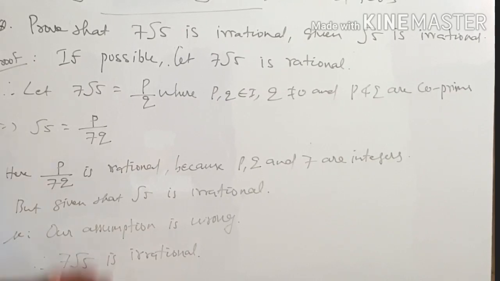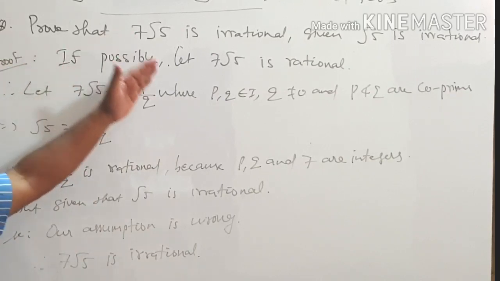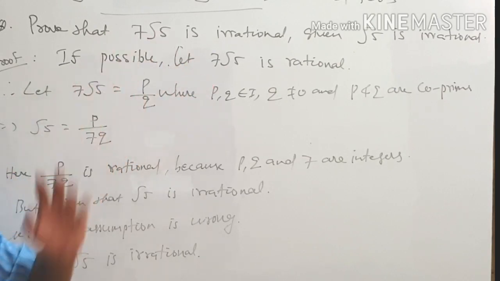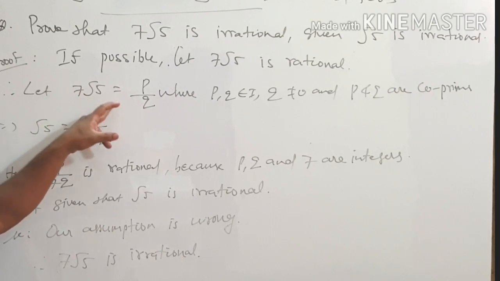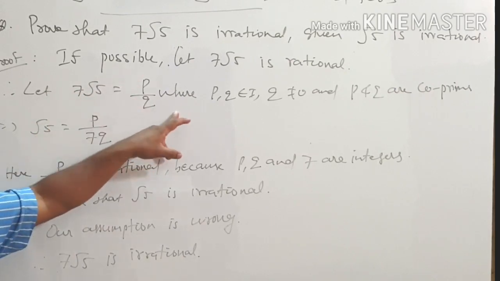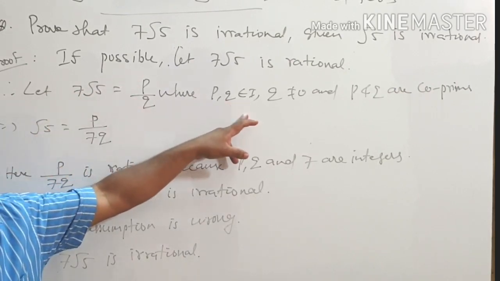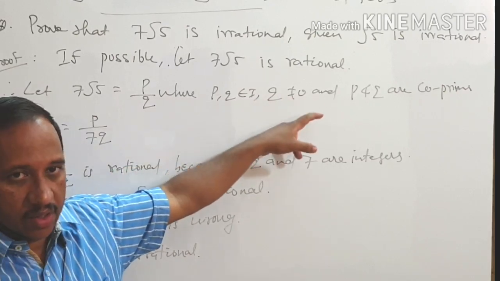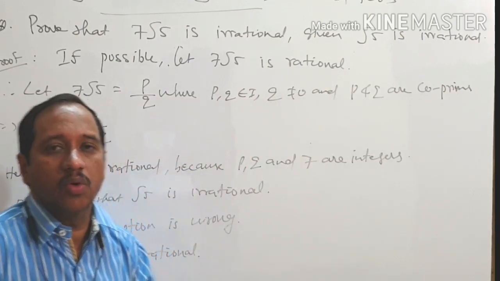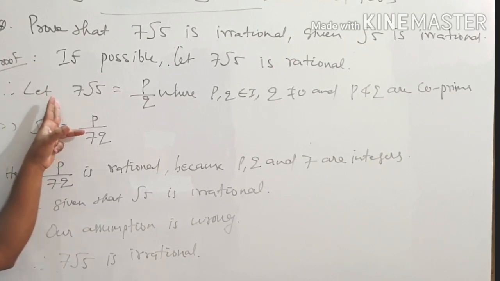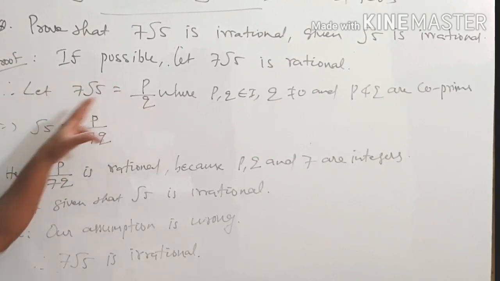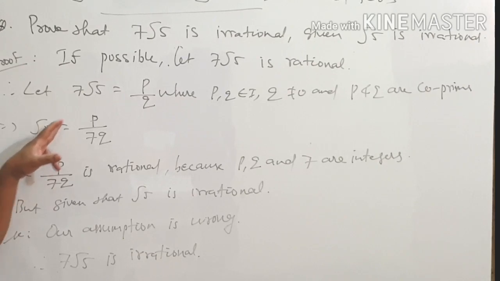Look at the proof. If possible, let 7 root 5 be rational. If it is rational, we can write 7 root 5 is equal to p by q, where p and q are integers, q is not equal to 0, and p and q are co-prime numbers. Here, on taking 7 to RHS, we get root 5 is equal to p by 7q.